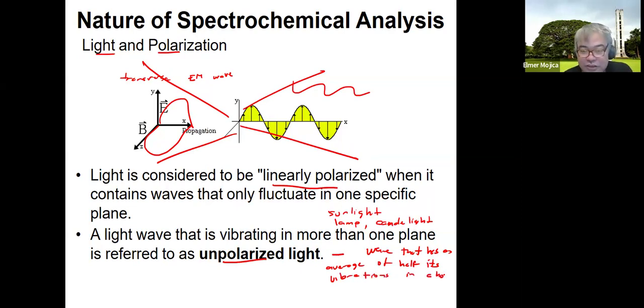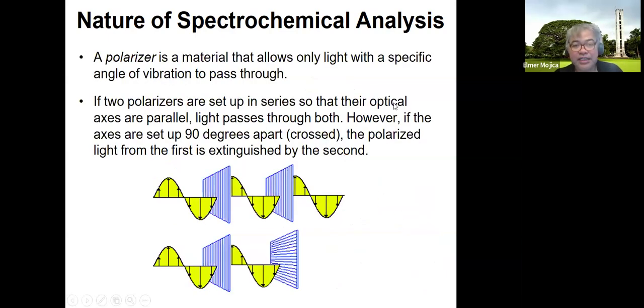in a horizontal plane and half of its vibration in a vertical plane. So it goes anywhere. Okay. And usually we use a polarizer as a material that allows only light with a specific angle of vibration to pass through.